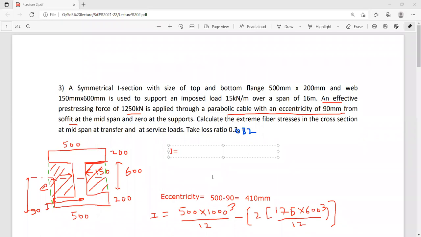Has anybody got the answer? Student: 3.5, 3 into 10 raised to 10. Yes, it is 3.53 into 10 raised to the power 10 mm to the fourth. So this is the moment of inertia.